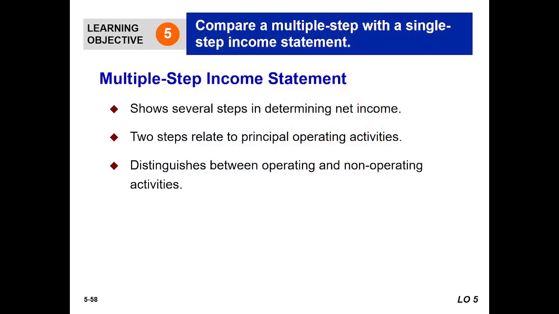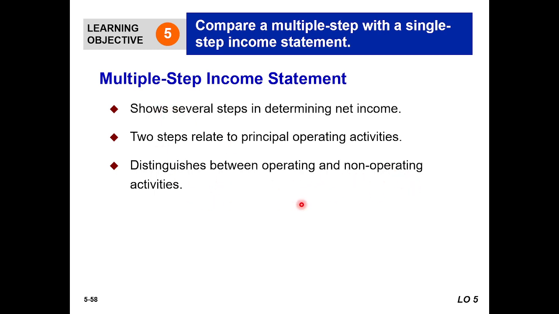Now we will discuss comparing multiple-step with single-step income statements. This is learning objective 5. A multiple-step income statement shows several steps in determining net income. Several steps, one or more steps. Two, it has steps related to principal operating activities and distinguishes between operating and non-operating activities.